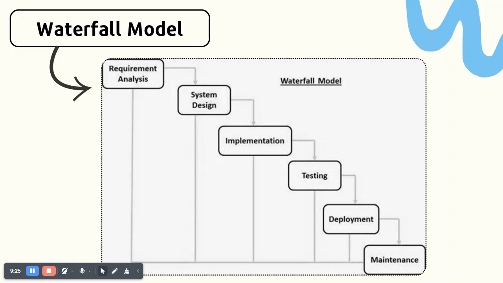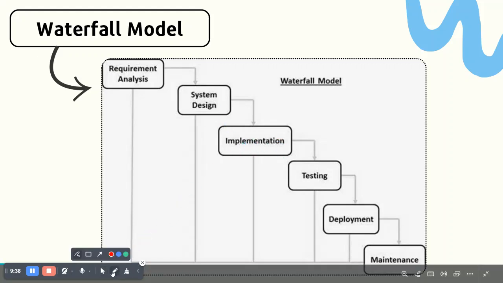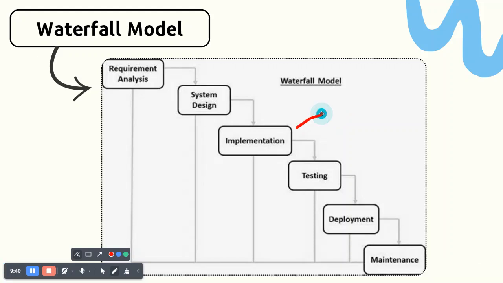Talking about system design, there is UI UX designing, low level design, or designing the architecture of the system or whatever software you are developing. These come under system design. Moving to the next phase, implementation. Implementation is nothing but coding. We can say this is the coding phase, where actual coders develop the system in a logical manner.